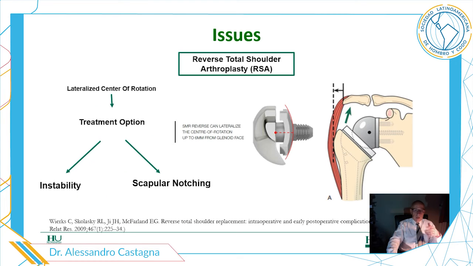This is why now, in the more recent evolution of this great idea of Grammont, we have many possibilities in our implant with lateralization that may include both the humeral side and the glenoid side, in order to improve this stability and prevent scapular notching.